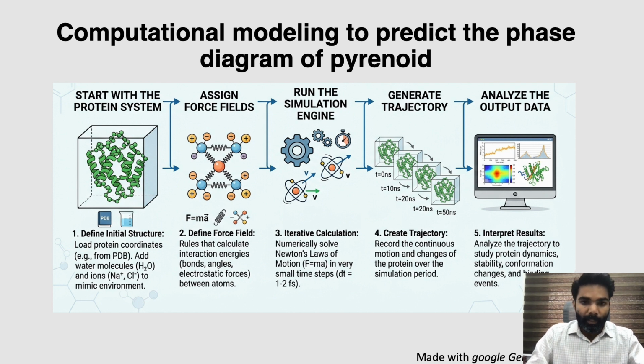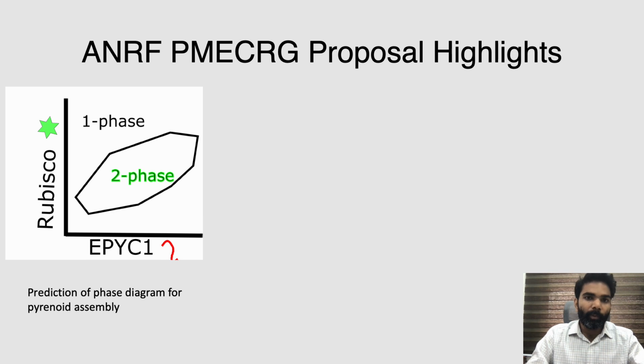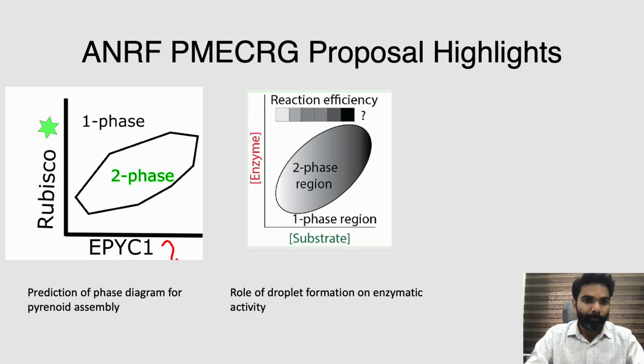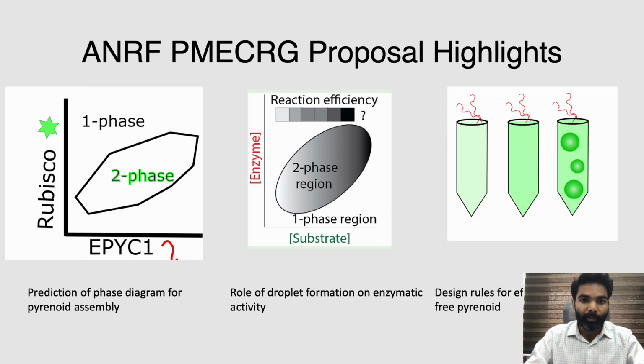Right? And so in the end, what we are going to get out of this project is a prediction for the phase diagram for the pyrenoid assembly. We are going to know under which regime we should expect the enzymatic activity to be enhanced. And then finally, this is going to lay the groundwork for design rules for effective pyrenoid assembly that we can essentially get in a cell-free setup.